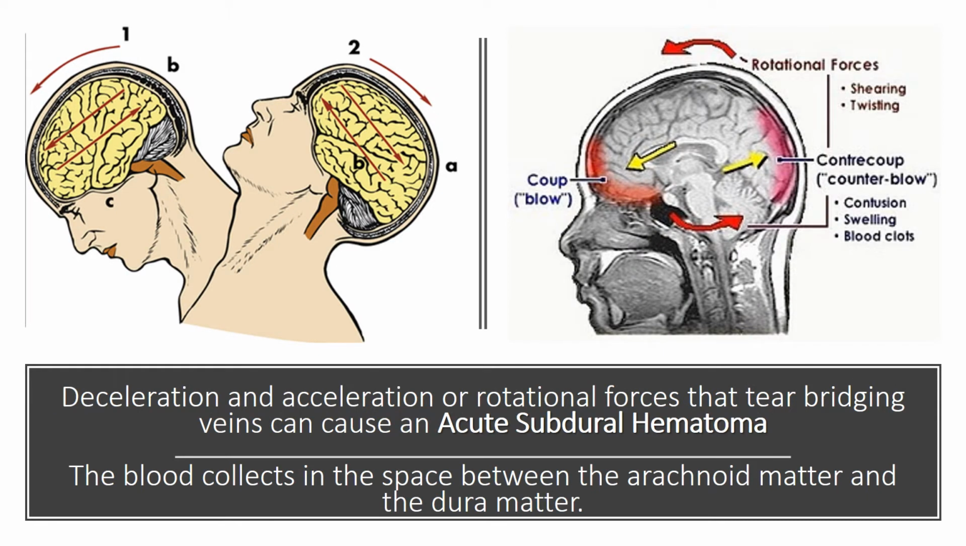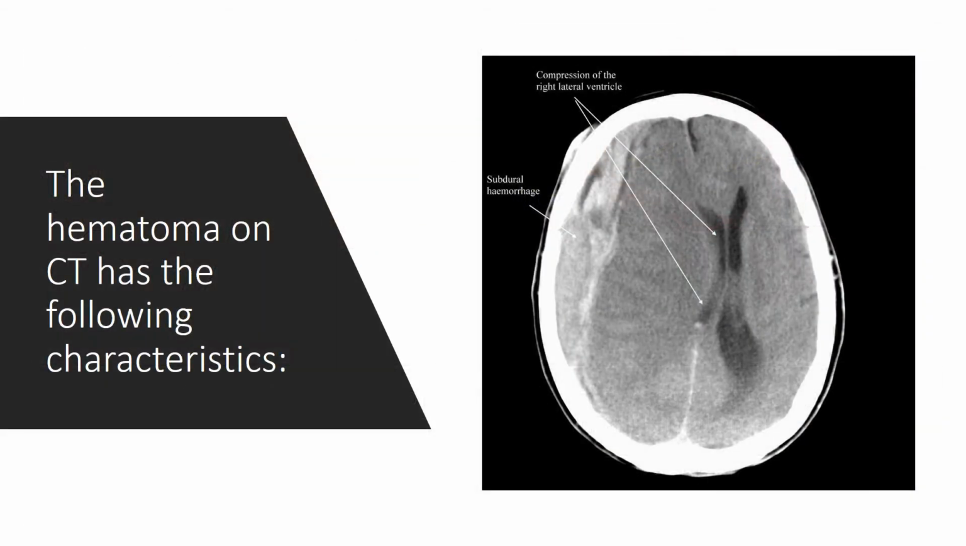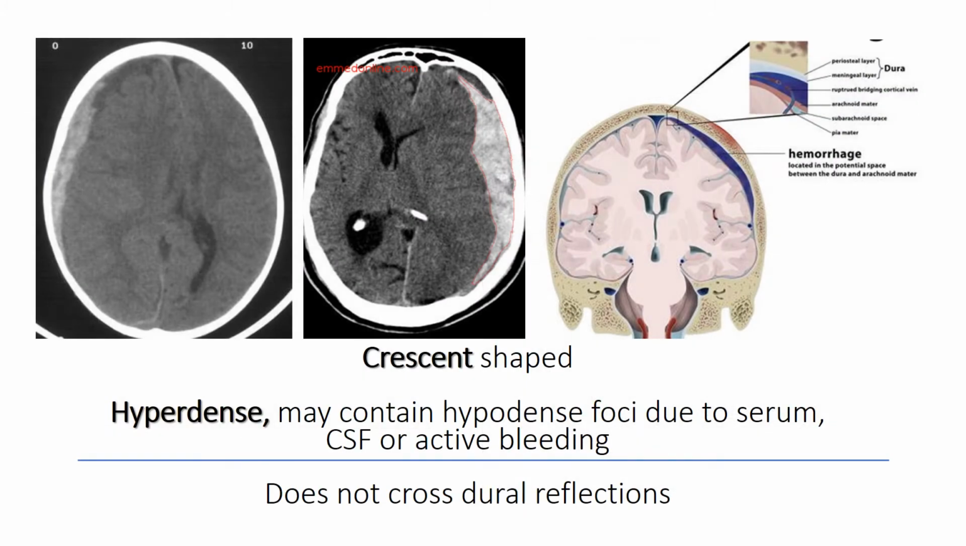Deceleration and acceleration or rotational forces that tear bridging veins can cause an acute subdural hematoma. The blood collects in the space between the arachnoid matter and the dura mater. The hematoma on CT has the following characteristics. Crescent-shaped. Hyperdense, may contain hyperdense foci due to serum, CSF or active bleeding. Does not cross dural reflections.